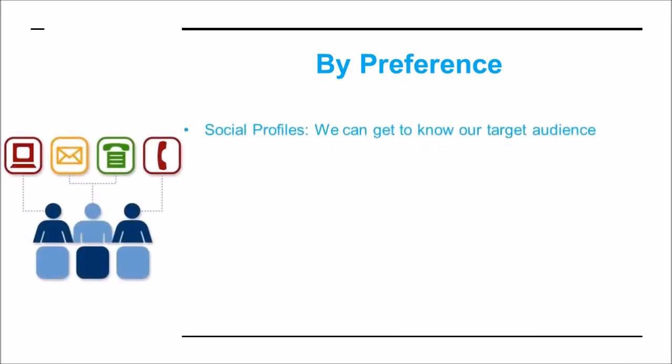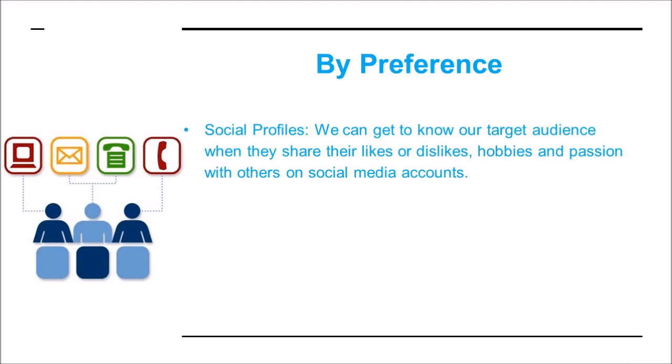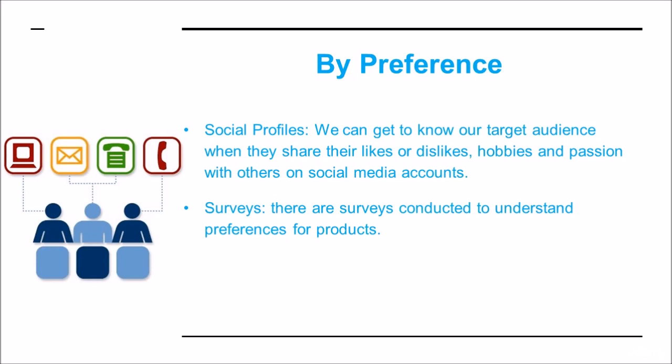Next, we come to building a profile by preference. We can do that through social profiles, where we get to know the target audience and what they share, their likes and dislikes, their hobbies, their passions with others on their social media accounts. We can also do it by surveys. Surveys are conducted to understand preferences for products. We can talk to experts, psychologists, copywriters, seasoned marketeers, and understand their preference by virtue of their expertise.